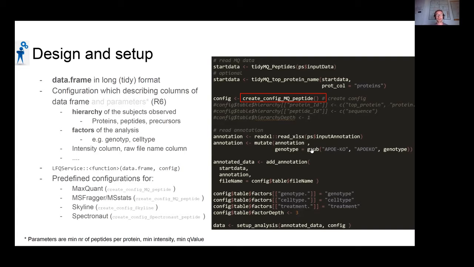We have predefined configurations. On the right side, you see how you could set up the analysis from, for instance, MaxQuant data. So here we read MaxQuant data, which is not in a tidy format, and convert it to a data frame in tidy format. Then we are adding here the annotation to this table and specify in which column the factors of this design are specified.